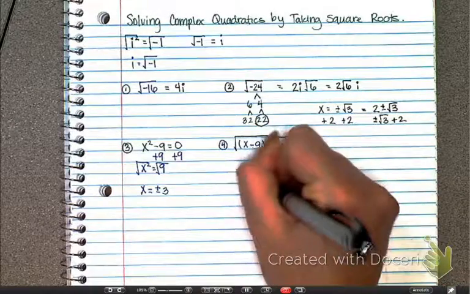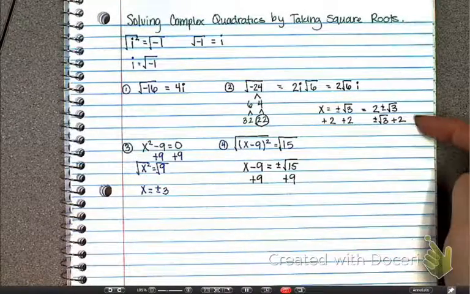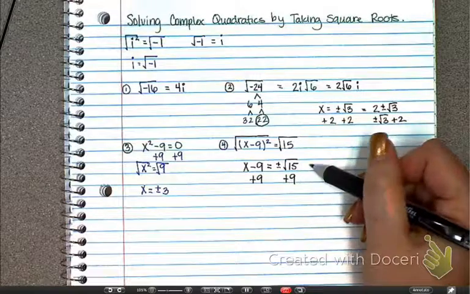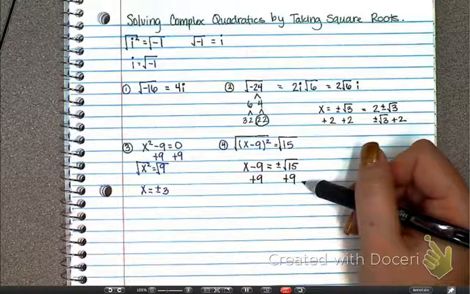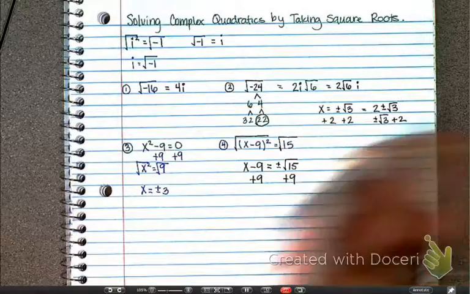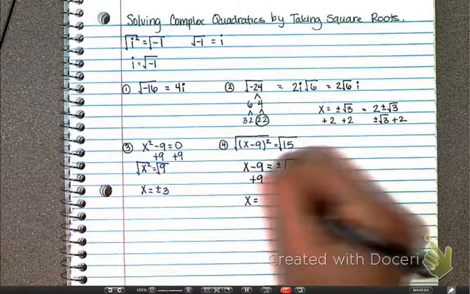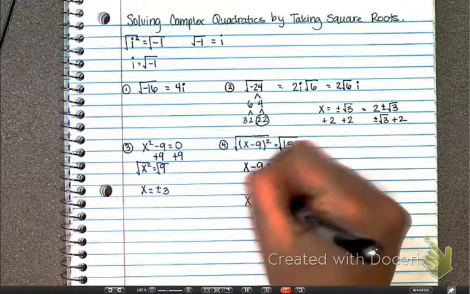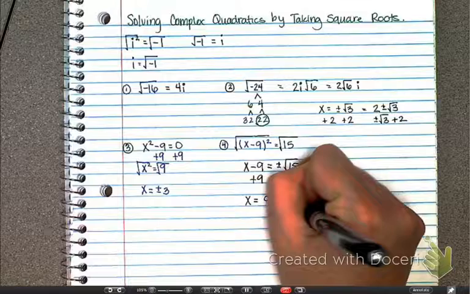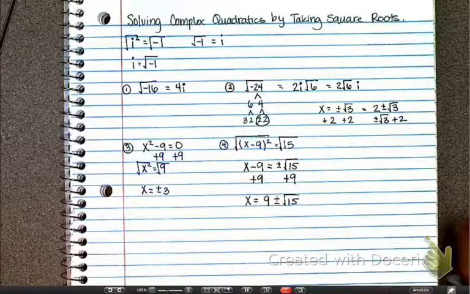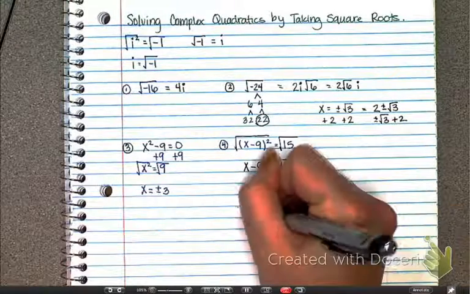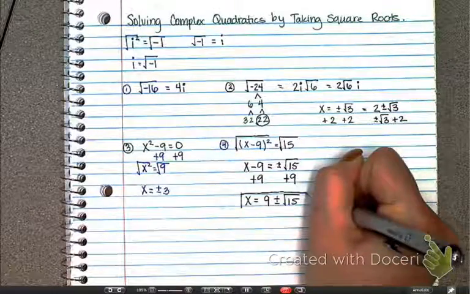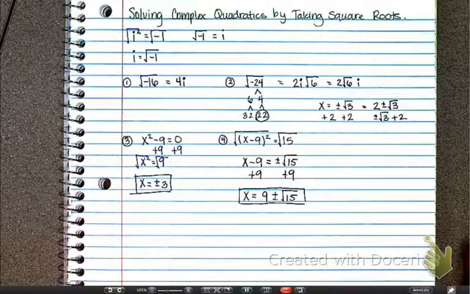Add 9. And here's the type of problem up here that I was talking about. First of all, can I simplify the square root of 15? No, because it's 3 and 5 and there's no pairs. So x equals, where should that 9 go? Out front. Plus or minus the square root of 15. You cannot add 9 and 15 because 15 is underneath the radical. Okay, so I'm glad we did that because it looks like we needed a little refresher.